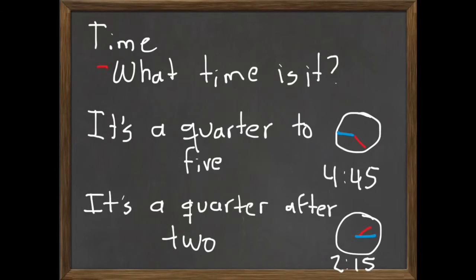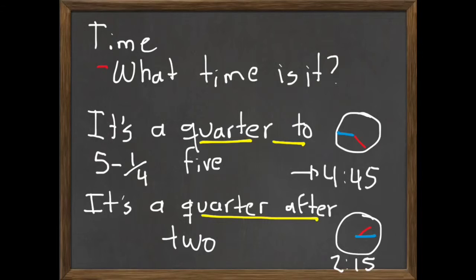Now, why do we use quarter, quarter to, and quarter after? Well, in this case, 4:45 means that it's 5 minus a quarter of an hour. So, 4:45. And here, in the example below, it's 2:15. So 2 plus a quarter, or 2:15.